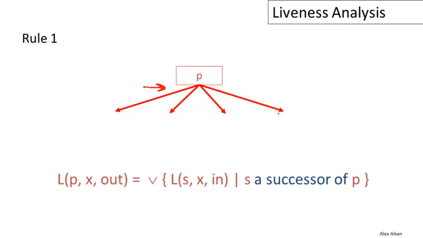All right? And so in order to know whether it's live, we're going to take the liveness information at each of the output points. So that would be here, here, here, and here. So each of the successor statements after p. And we're going to ask, is x live at any of those points? So it's just a big OR over the liveness of x at all of the successors of p. And that's the liveness of x at the out of p.